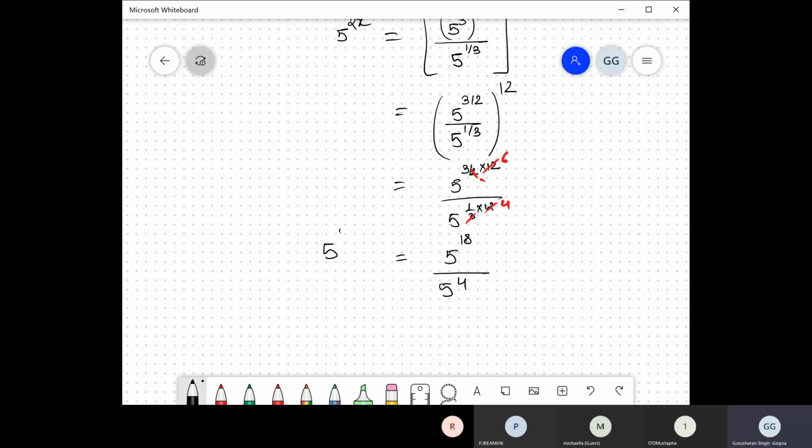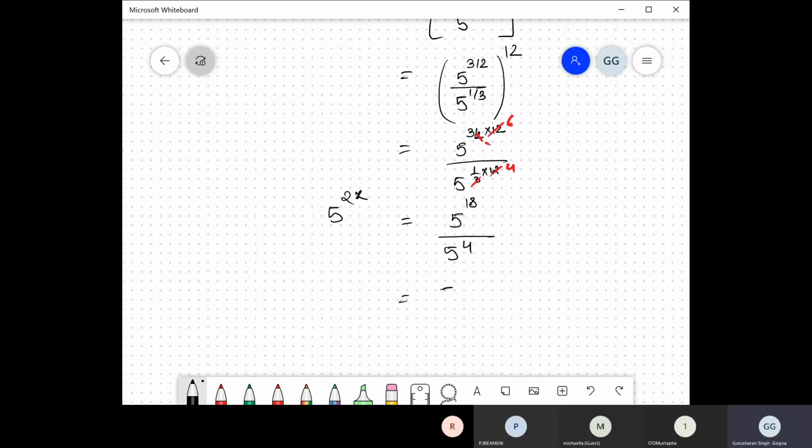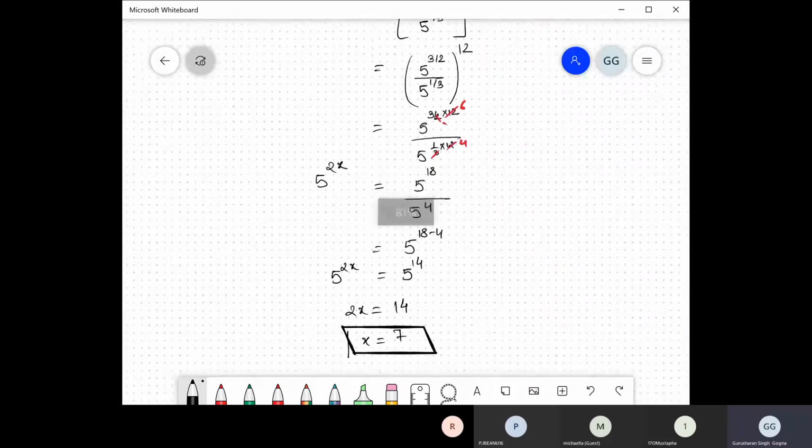And on the left hand side, it's 5 to the power 2x. Now I can use the division rule, which means 18 minus 4, which will give you 5 to the power 14, 5 to the power 2x. And now I can equate the powers. So 2x equal to 14, x equal to 7. So Rolf, your answer is not correct. Answer is 7.